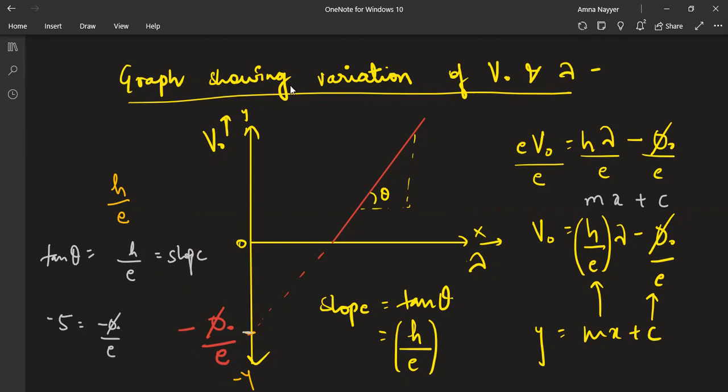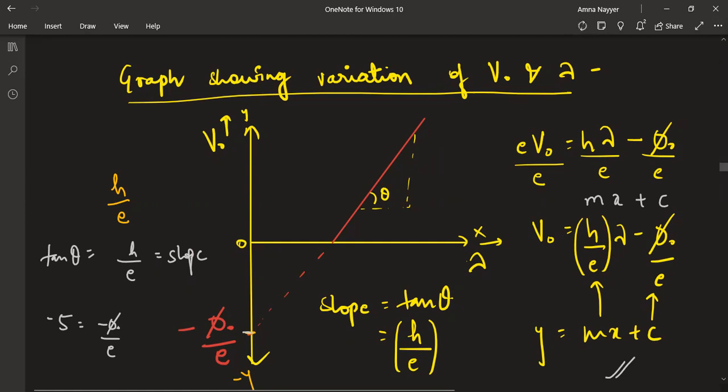Mainly the numericals part is asked more from this variation of potential, stopping potential and frequency. Plotting can also be asked, but if plotting is asked, then you will have to show this part also. Do not just plot the graph and leave it. Explain why you are getting minus phi naught by e, why you are mentioning it over here. And do mention the slope.